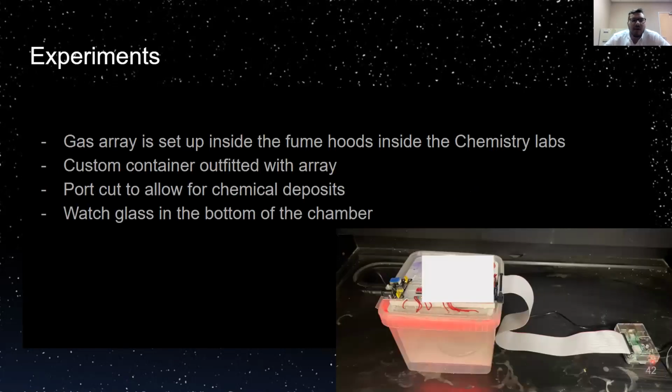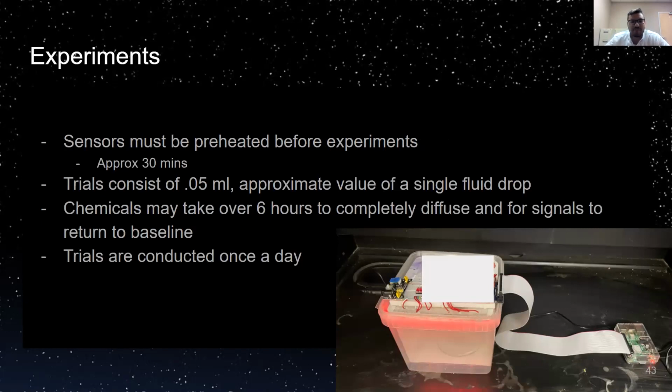Next, the gas array is set up inside the fume hood inside the chemistry lab. We had a custom container outfitted with our array, which had a small port cut, which you may have seen, that little hole when I showed the lid a moment ago, to allow for the depositing of our chemical using a dropper. And there's a watch glass in the bottom of this chamber again.